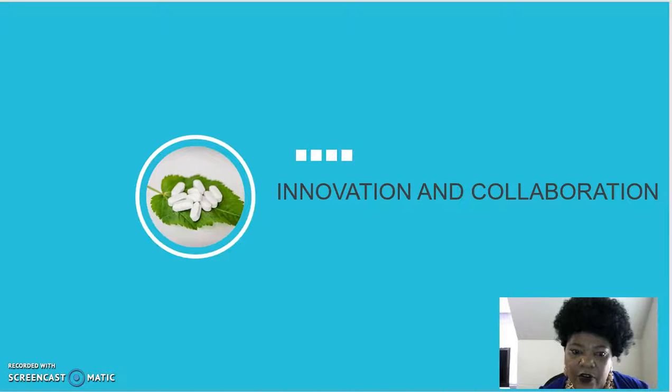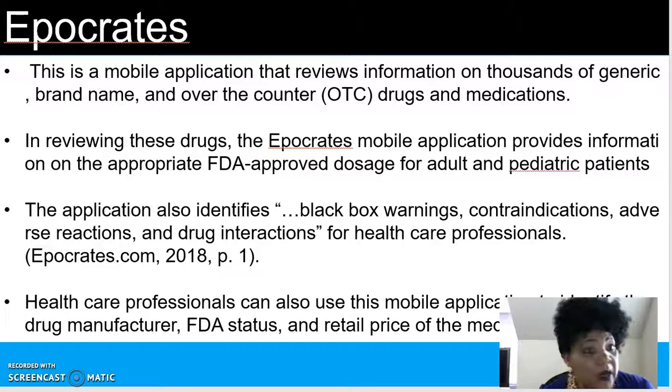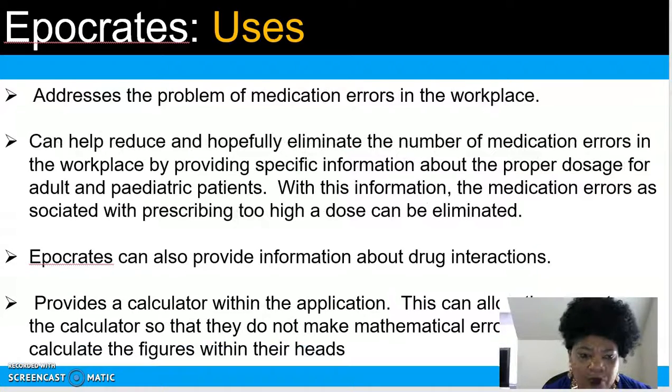I want to look at innovation and collaboration. Epocrates is one of the apps that is very important to use. It reviews thousands of medications, generic and name brand, over-the-counter medication as well. The application also identifies black box warnings, contraindications, adverse effects, and drug reactions for healthcare providers to use. This mobile app is also used to identify drug manufacturer, FDA status, and retail price.